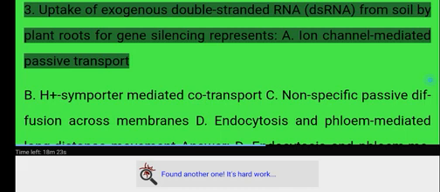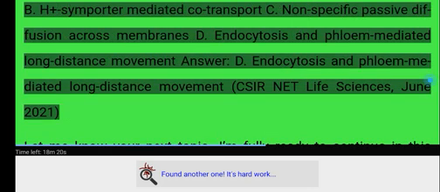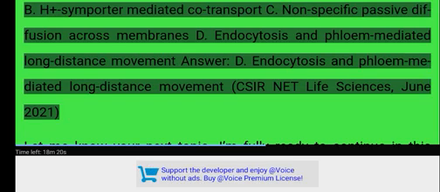3. Uptake of exogenous double-stranded RNA (dsRNA) from soil by plant roots for gene silencing represents: A. Ion channel-mediated passive transport. B. H+ importer-mediated co-transport. C. Non-specific passive diffusion across membranes. D. Endocytosis and phloem-mediated long-distance movement. Answer: D. Endocytosis and phloem-mediated long-distance movement. CSIR NET Life Sciences, June 2021.